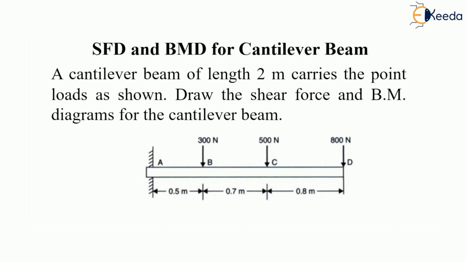So this is a question of a cantilever beam where we are given 300 Newton, 500 Newton and 800 Newton loads at specific distances which are given like this. We have to draw the shear force and bending moment diagram for this beam. Let us solve this problem.